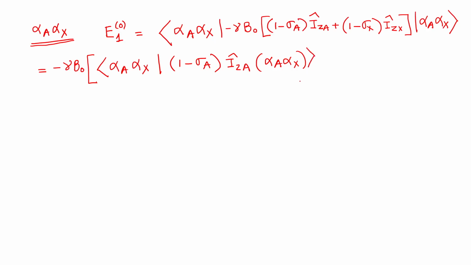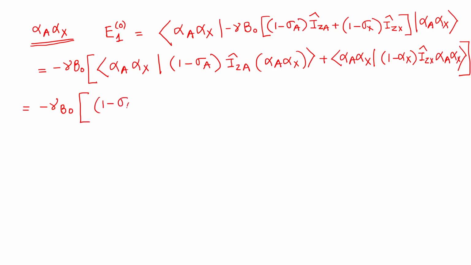Let me close one of the brackets. And then suppose I have another alpha A, alpha X, (1 minus sigma X), which is also going to operate on alpha A, alpha X, and a third bracket. Now we can even take this out, since 1 minus sigma is a constant: sigma A, alpha X.